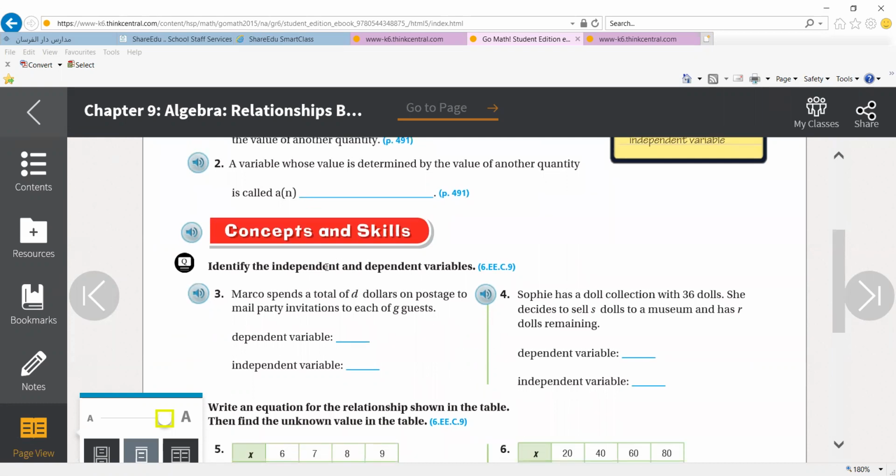Now, Marco spends a total of $D. What is changing? It is independent. It's your wish. He spends $D. Do you know how much he spends? He can spend 10, he can spend 20, he can spend 100. It's up to Marco. So $D is independent.